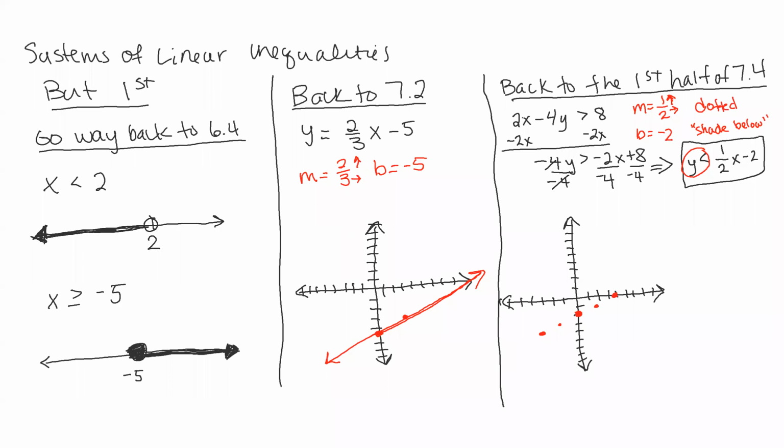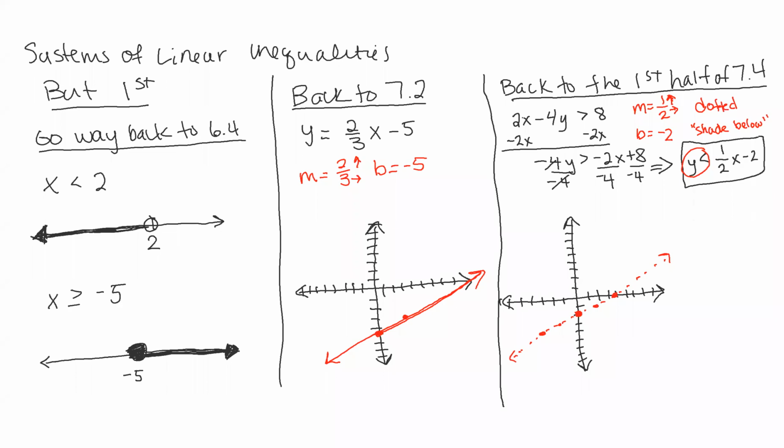I want to stop, take a breath. Our gut instinct is always to connect these points with a solid line, but in this case, we want a dotted line. So we're going to do a dashed line. And then this red dashed line splits the Cartesian plane into 2 regions. Those 2 regions are the half planes, okay? So above the red line is the half plane that would be greater than, and below the red line is the half plane that would be less than.